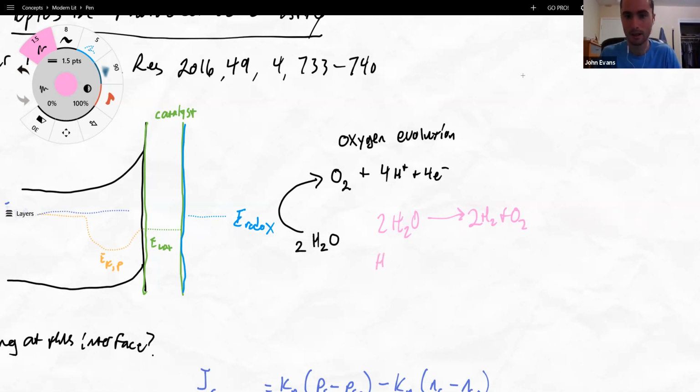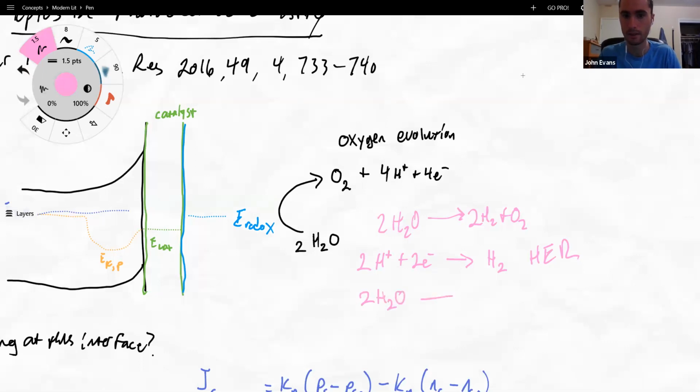So the acid version, we have some protons. We have 2 protons plus 2 electrons going to 1 hydrogen. And remember, these protons are what you would get from an acidic medium, so these would actually be hydronium ions. And this is called the hydrogen evolution reaction.